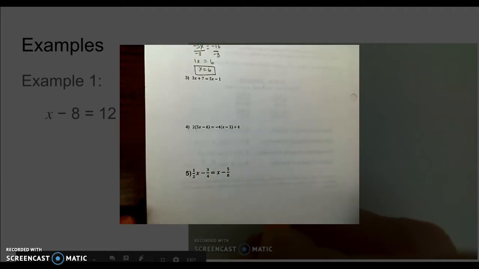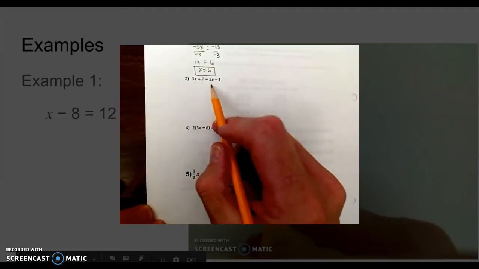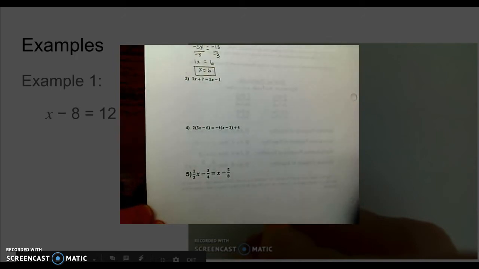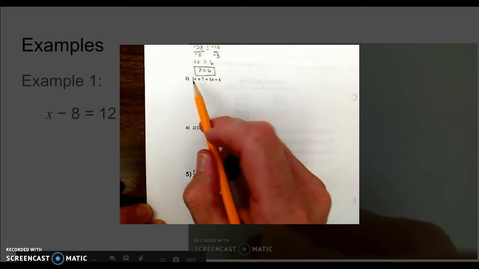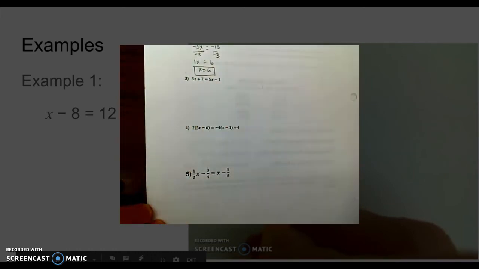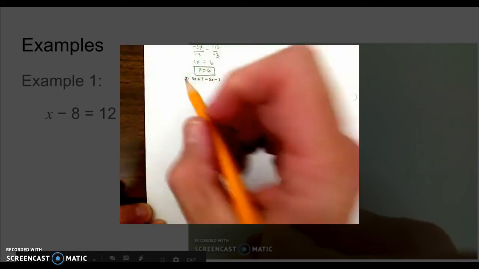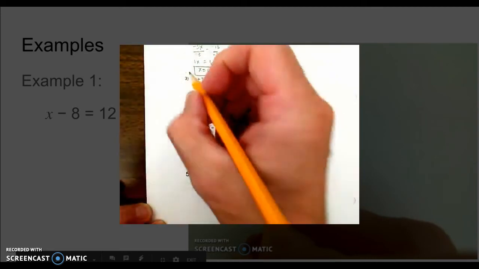Let's look at a couple more challenging examples. An example with variables on both sides: 3x plus 7 equals 5x minus 1. Now, if I'm trying to isolate the variable here, I have variables on both sides. I have to pick a side, and then I can still use my inverse operations and properties of equality to move one of those x terms to the other side. I'm going to go this way.